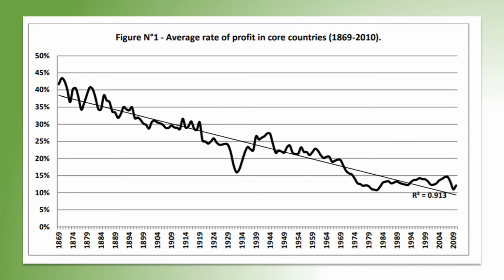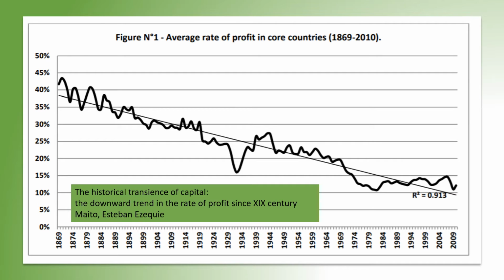Now let's look back further to see what's been happening since Marx discovered his law in the 1860s. As you can see from available figures, since the 1870s, despite ups and downs, the average rate of profit in so-called core countries has been in decline. This graph, incidentally, is borrowed from a paper titled, hopefully, The Historical Transience of Capital. So, although there are many who argue with the law, as you can see, the evidence looks to be irrefutable. It happens. But why, oh why?